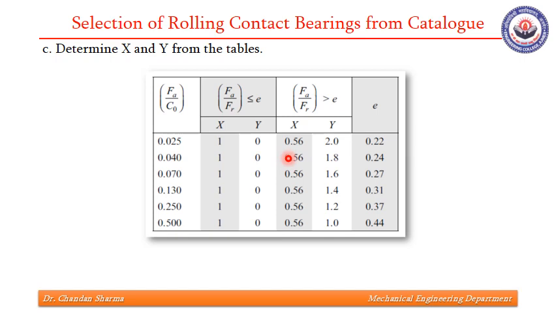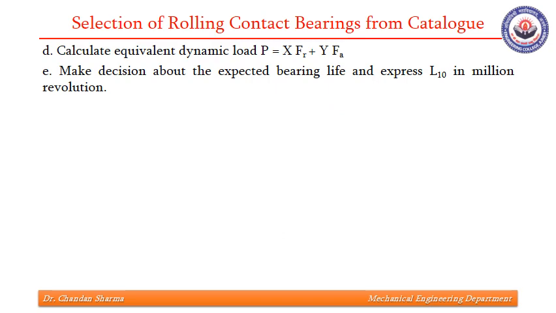So what we have done, we have tried the first bearing 6008, found C0 for the bearing, then entered into this table, found FA by C0, and then depending on the ratio FA by FR, whether it is less than e or more than e, we found what X and Y are. So that enables us to determine the equivalent dynamic load, which is XFR plus YFA. So for the bearing 6008, our C0 is known, and we have found the equivalent dynamic load for the given radial and axial loads.